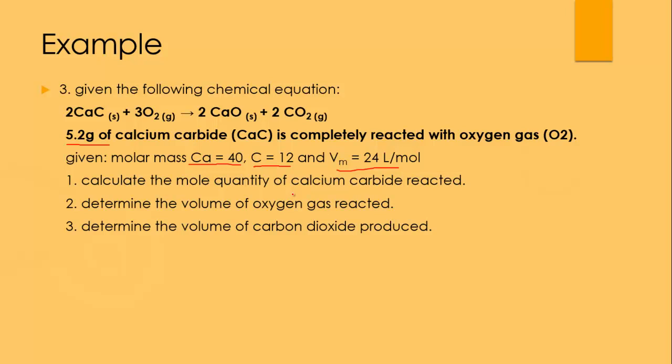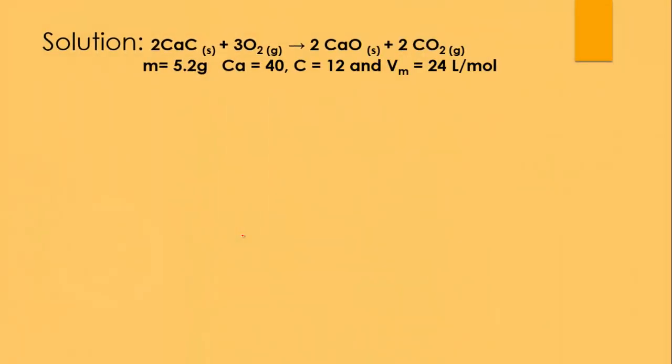Part 1, calculate the mole quantity of calcium carbide. Second part, the volume of oxygen gas, and the third part, determine the volume of carbon dioxide. Okay, let's see the solution. Here we have the chemical equation. I write below it the given. We have the mass of calcium carbide. We have here the molar masses of calcium and carbon, and we have the Vm. The following is the given in this example.